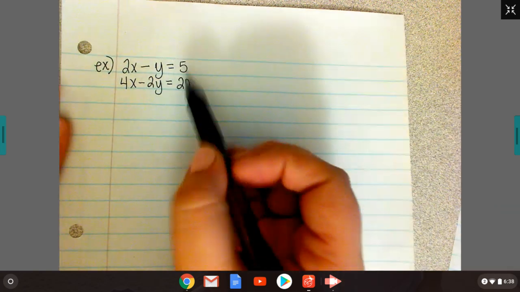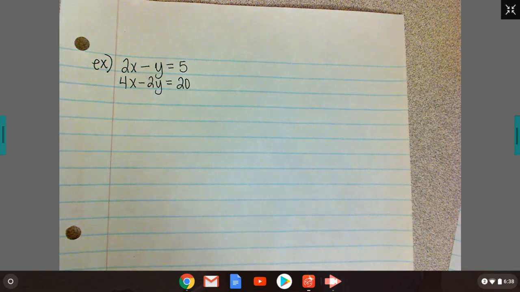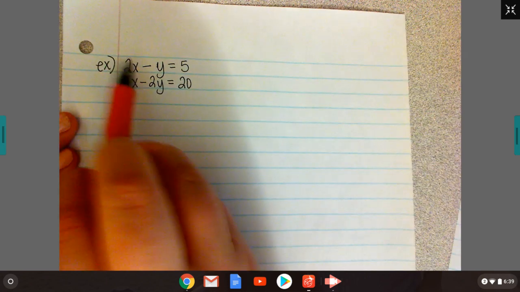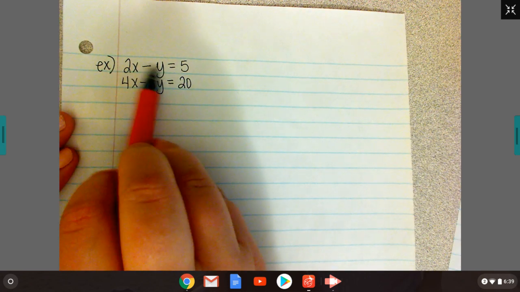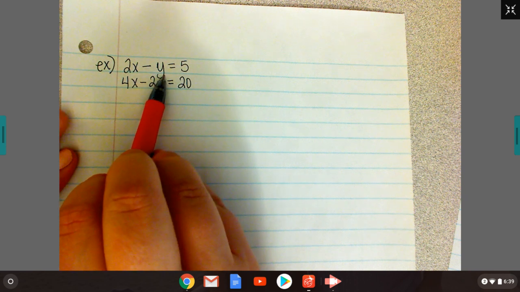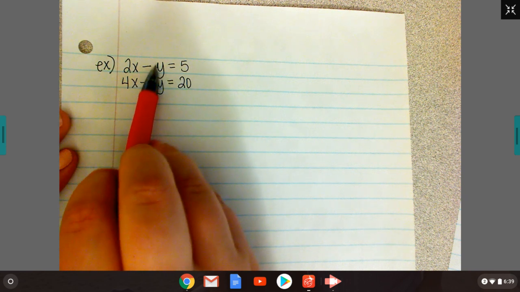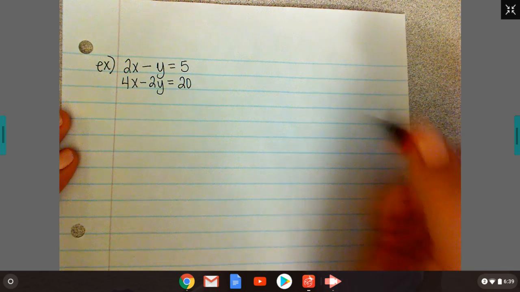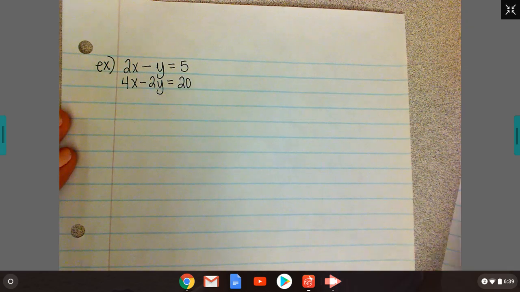All right, the last one we're going to look at is this one. It's also got neither x nor y solved for, so we're going to have to do some work to do that. Looking at the coefficients out front, I've got a 2, a 1, a 4, and a 2. This y is going to be the easiest to solve for because it's got a 1 out front. So let's go ahead and do that. I'm going to kind of move it over here to make that happen.